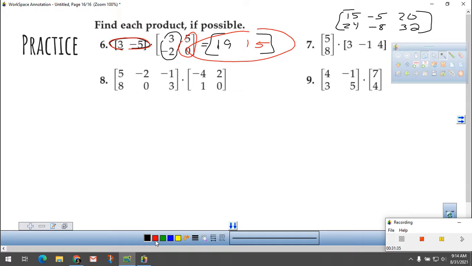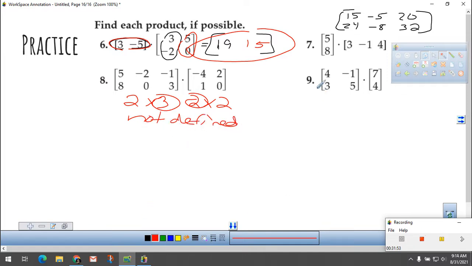Alright, for 8, looks like I can multiply these together also. It's a 2 by 3 matrix. Ooh, no it's not. It's a 2 by 3 matrix, and this is a 2 by 2 matrix, so I cannot actually multiply those. So, ooh, good save.